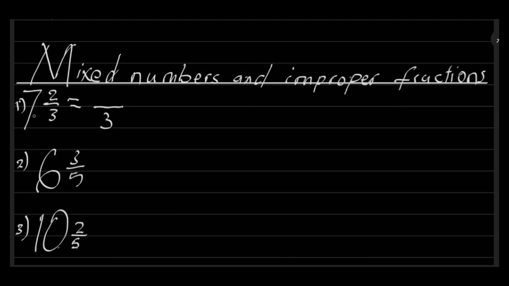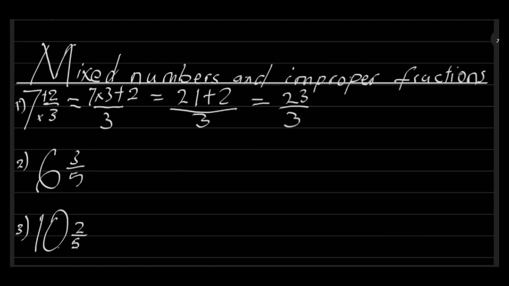And then we multiply the whole number by the denominator. That will be 7 times 3. Then we add the result to the numerator, so that would be plus 2. Now we all know 7 times 3 would give us 21. Plus 2 all over 3, and our result will give us 23 over 3. We will come back to solve this.